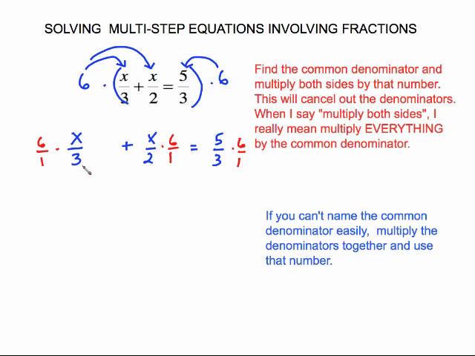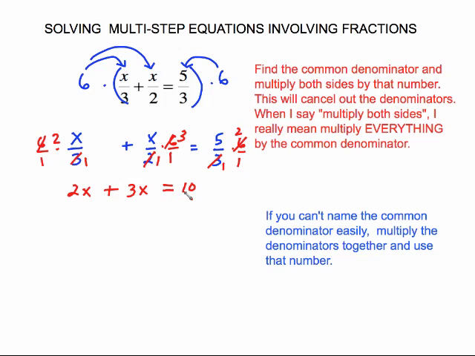This denominator will cancel with this. That's the whole purpose of multiplying by this 6. 3 goes into 3 once, 3 goes into 6 twice, 2 times x is 2x. Of course, technically it's 2x over 1, but that's the whole purpose of multiplying by this common denominator. It will absorb this denominator. Come over here, 2 goes into 2 once, 2 goes into 6 3 times x is 3x. Equals, this side, 3 goes into 3 once, 3 into 6 twice, 2 times 5 is 10.